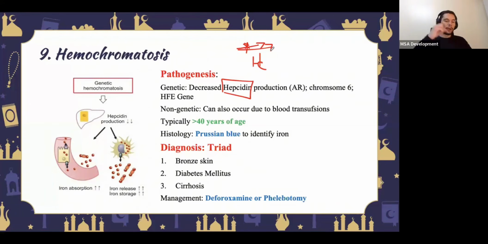The enterocytes will continuously absorb iron from the gut and release it to the blood. Absorb and release to the blood. And there is no control mechanism. So this is why iron starts accumulating. This is the genetic pathway.